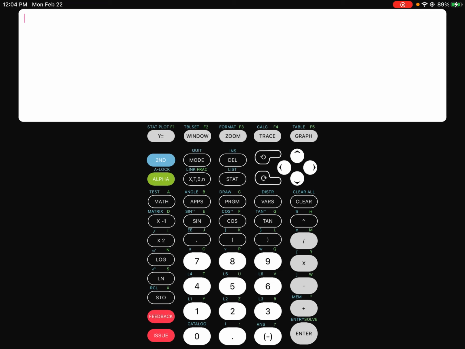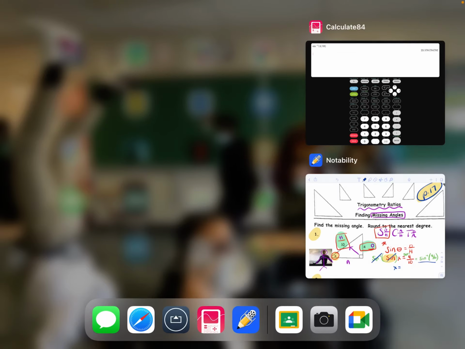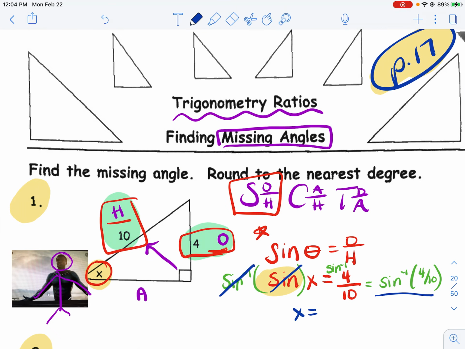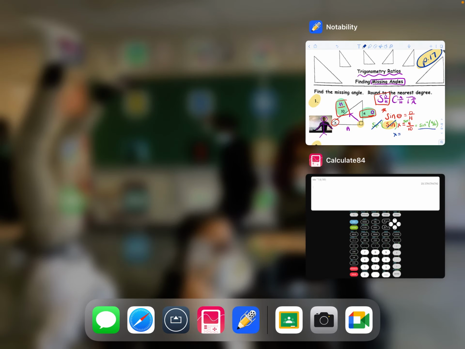So I'm going to hit second sine, and notice how it has that little negative sign. 4 divided by 10. When we get that, does this seem like the answer for an angle? 23.578. Yes. What would be some wrong answers we could get? A negative. You can't have a negative angle if you have a triangle. Could we have an angle of 90 for this guy here? Remember, look where Black Panther is standing. If you look at this angle, there's no way that angle is 90 because we already have a 90-degree angle.